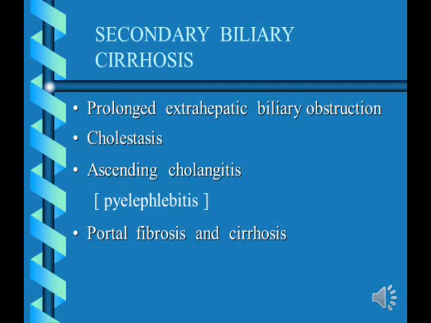As already told, it has the same stages: florid ductal proliferation with proliferation of the bile ductules, with activation of inflammatory mediators like cytokines, with accumulation of chronic inflammatory infiltrates in the form of lymphocytes and giant cells. Further, there is a stage of fibrous scarring, that is portal fibrosis, which leads to micronodular cirrhosis. So the same pathogenesis, the 4 stages, has to be remembered.